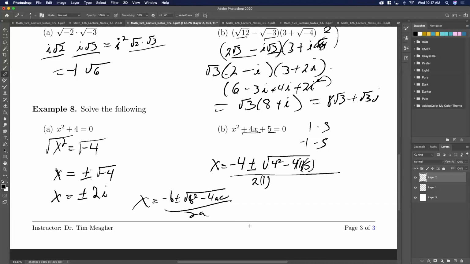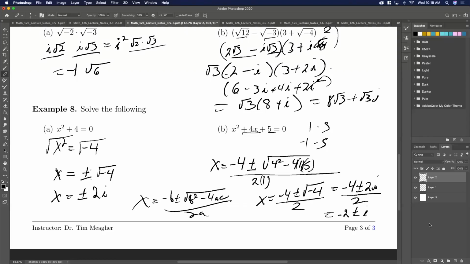All right, so when we get to this point, what happens when we simplify everything down? We have x equals -4 plus or minus the square root of -4 all over 2. So this becomes x equals -4 plus or minus 2i all over 2. And then we'll just break that apart, so I'll get -2 plus or minus i.